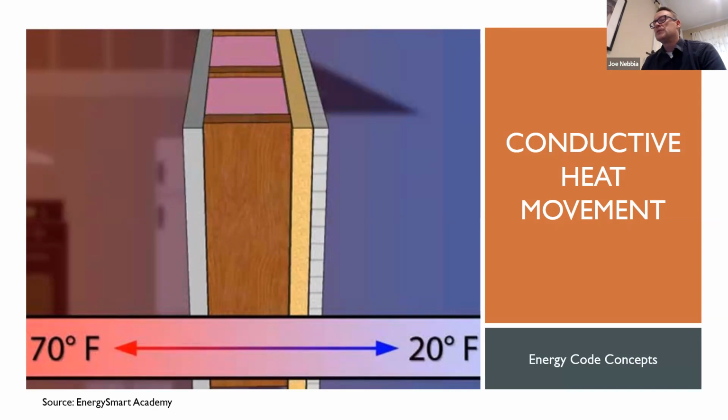So this picture would show more of a northern climate, but imagine those temperatures are reversed, right? So maybe you keep your house at 70 and it's 85 outside. That heat is going to want to move from where it's hot outside into the house. And our insulation is going to try to prevent that heat movement by resisting the heat movement across that building envelope. It's going to stop the conduction. So heat naturally wants to move from more to less, and the insulation is there to stop it from doing so, so that we can control our internal temperature.